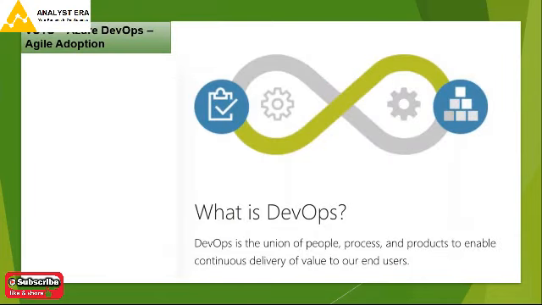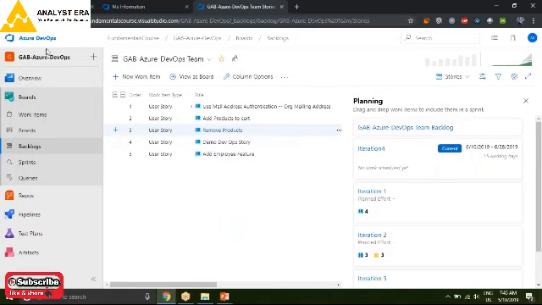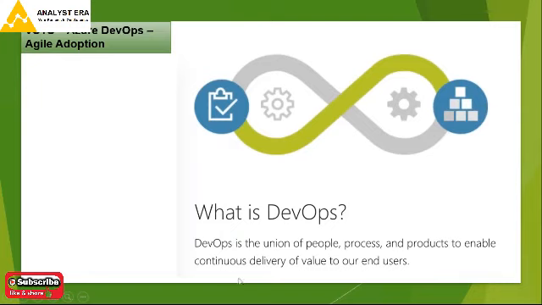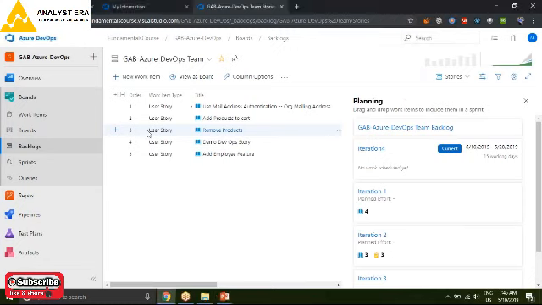Your Azure DevOps, which is your portal which you see here, is a union of people, processes, and products to enable continuous delivery of value to our end users. It's a very good statement. So essentially, what am I saying there? It is a union of people who are creating these things, backlogs, work items, and stuff. The people.